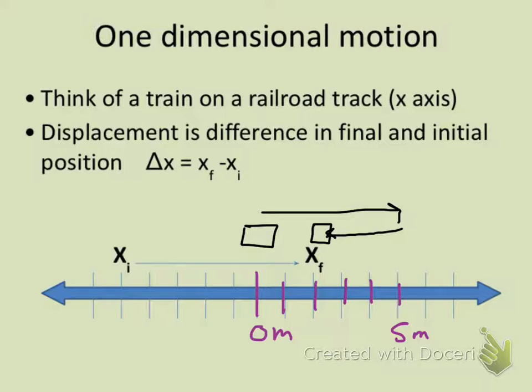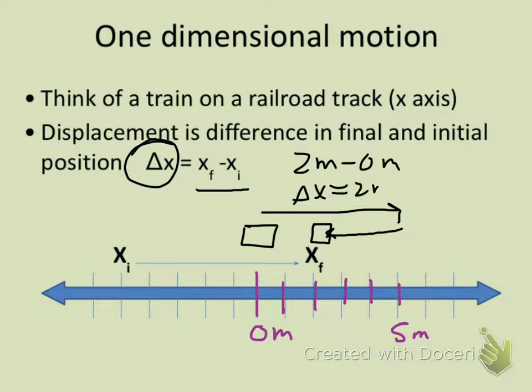The overall displacement is the final x position minus the initial x position. We talk about this as delta x. That's how we refer to displacement, because it's change in x position. So in that case, we would have 2 meters minus 0 meters. We would have a delta x of 2 meters. But we went to 5! Doesn't matter. 2 steps forward, 1 step back, you only got 1 step. Displacement is really important as differentiated from distance.